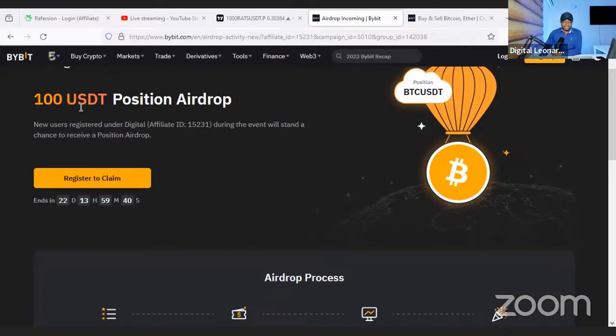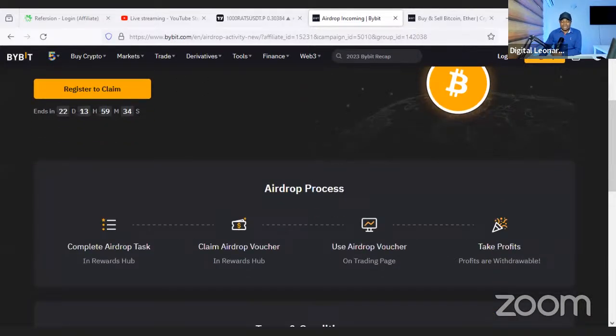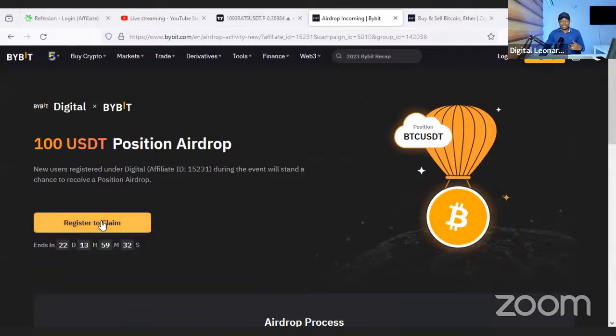So it is a $100 USDT position airdrop, and it is for BTC. Basically, this means that once you register to claim, you need to make a deposit of at least $100. That $100 you're depositing into your account, you will not use it to trade. You can use it to do whatever you want, but you must allow that $100 to stay in your account for 7 days, because if you withdraw it immediately, then this airdrop will not be valid.